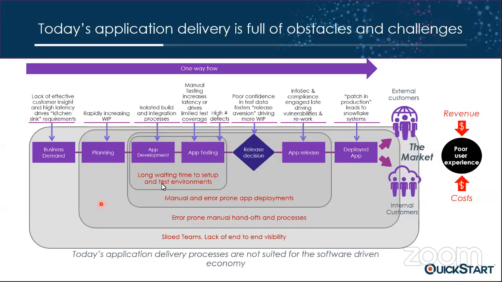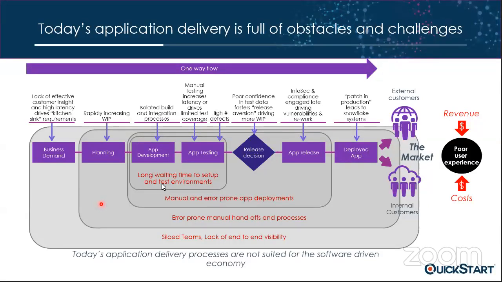And this is another key word, right? Rework. So we detect late in the process that we have some defects and we need to rework. So poor confidence in test data fosters release aversion, right? It's like saying, oh, we are not ready to release, driving more work in progress. The information security and compliance are engaged late in the process, which causes delays and rework. So patching in production leads to snowflake systems, right?